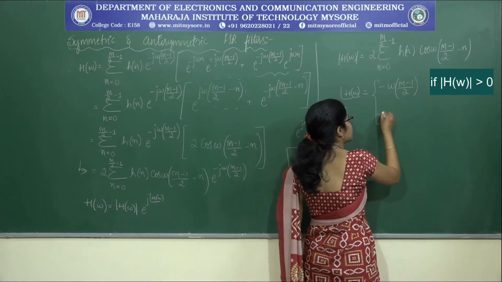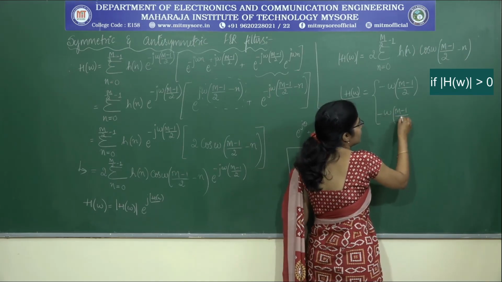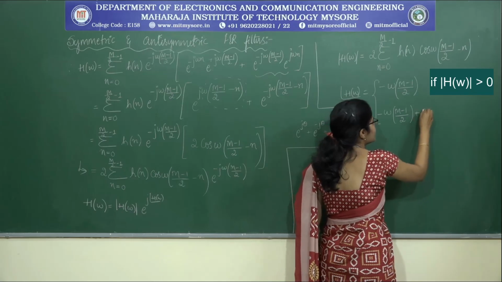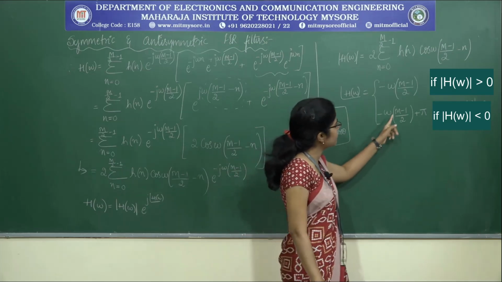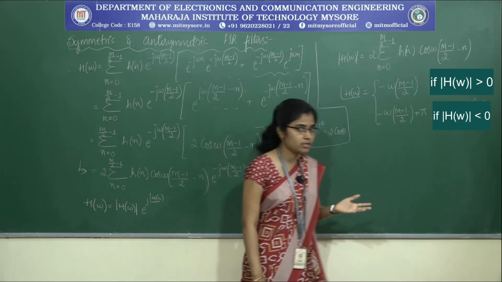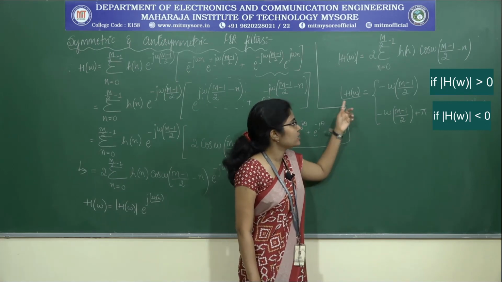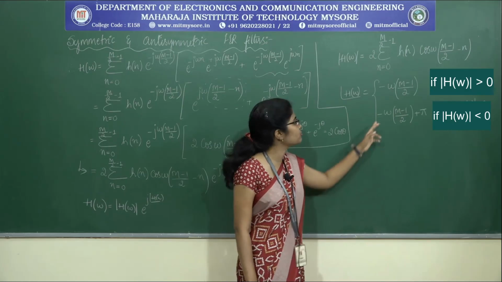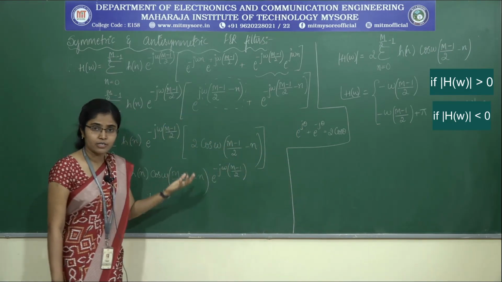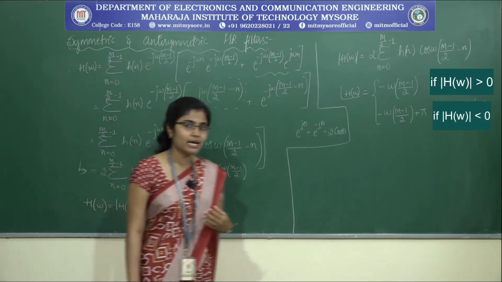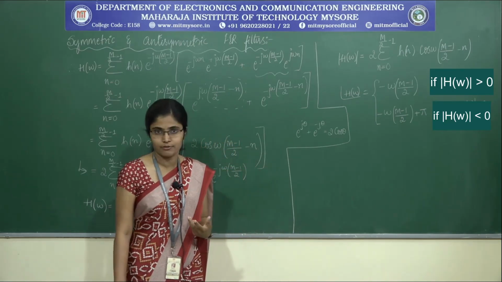If it is greater than 0, the angle will be equal to minus omega m minus 1 by 2 plus pi. Now looking into this angle condition, the parameter m minus 1 by 2 is a constant term. Since it is a constant term, we can conclude that the angle of h of omega varies linearly with respect to omega. Hence we proved in the first case, when the value of m is even and if the condition is considered to be symmetric, the FIR filter will have linear phase.